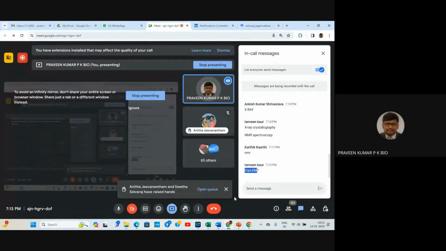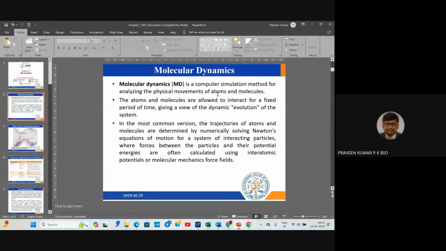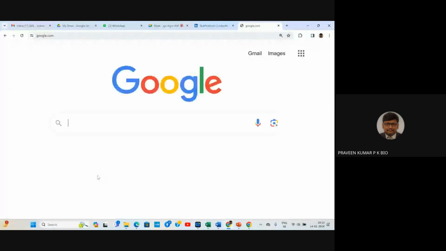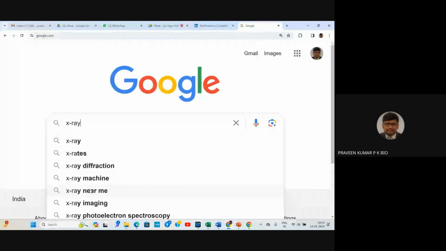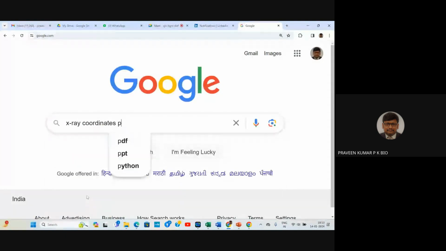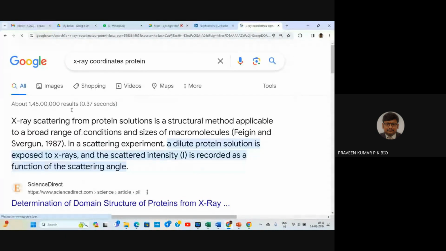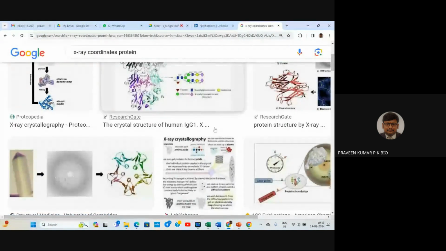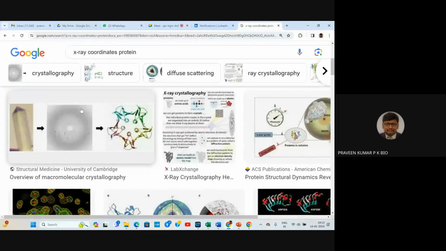Okay, so why am I bringing in all these concepts? I was explaining something about MD simulation. If we are deriving the X-ray coordinates, for example, I can show you how the X-ray coordinates look. X-ray coordinates of a protein, isn't it? I can take you to an image. An X-ray protein looks like this: black and white scattering images.